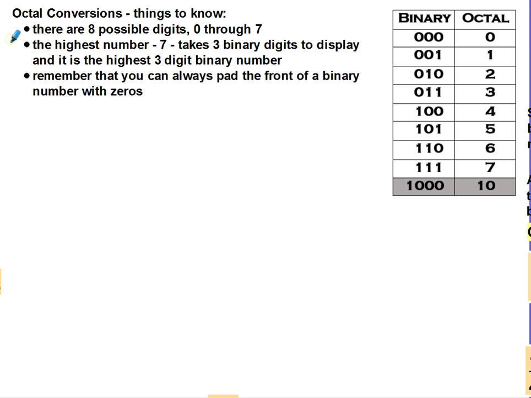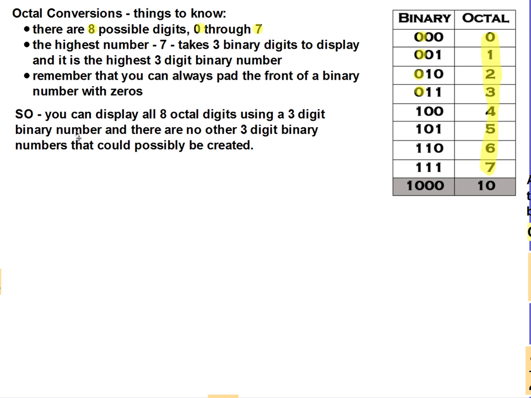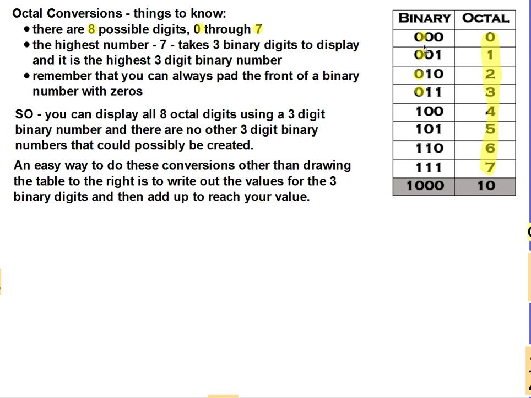So starting with octal, we know that there are 8 possible digits from 0 to 7, and if I go through every single possible 0 to 7, when I look at it in binary, it's every possible permutation of zeros and ones in a 3-digit binary. And remember, I can always pad in front of any of those values. I can display all of those digits with a 3-digit binary. So one way to do the conversions is I can just draw this table out and remember what they are.